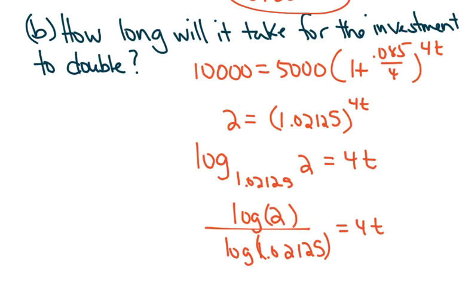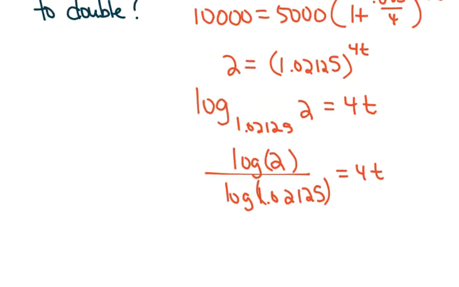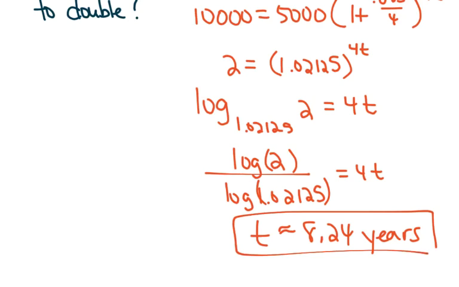So log 2 divided by log of 1.02125 is going to be about 32.964044986. I'm just going to leave that number in my calculator because the last step of the problem is to divide by 4. And then I can get the most exact answer that I can possibly get. I'm going to find out that t is approximately 8.24, and the unit of measurement is years.